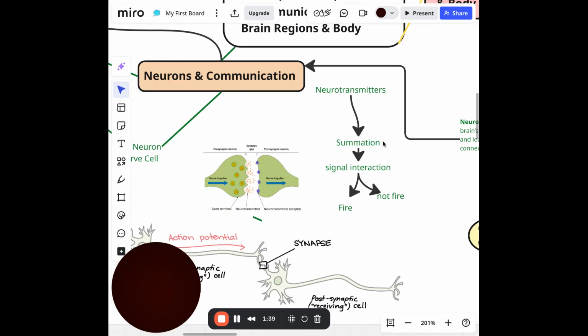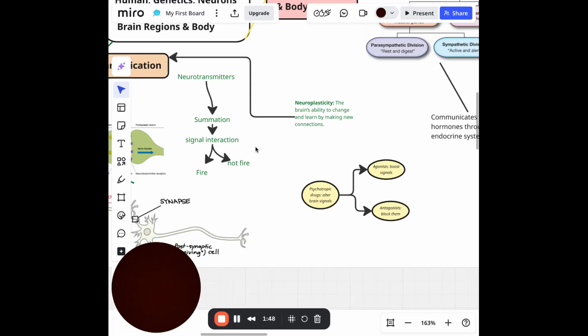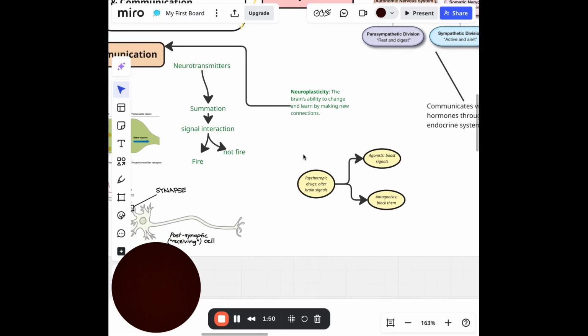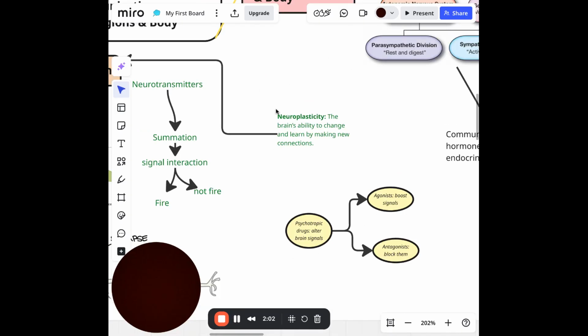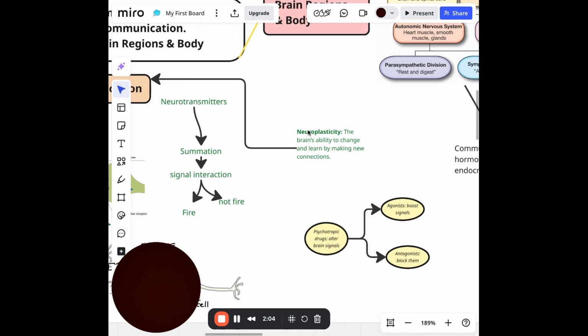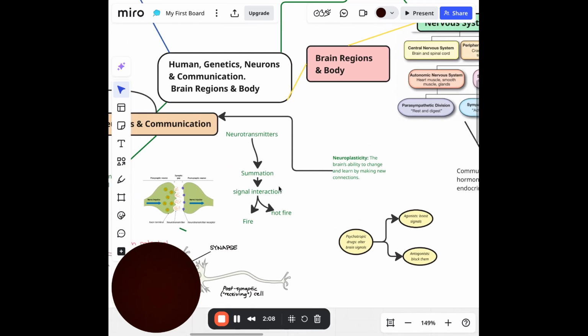In summary, the process of summation adds up the signals, and the signal integration determines if those neurons will or will not fire. These communications between the nerve cells can be influenced by psychotropic drugs. These can either be agonists, which boost the nerve signals, or antagonists, which block them. Also to remember is neuroplasticity, which is the brain's ability to change and learn by making new nerve cell connections.